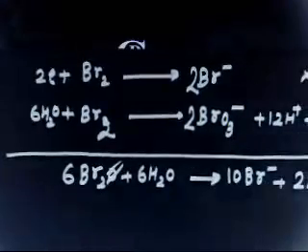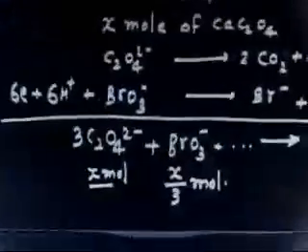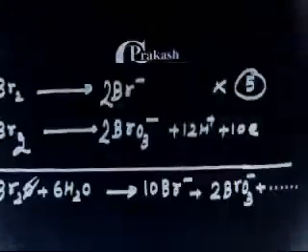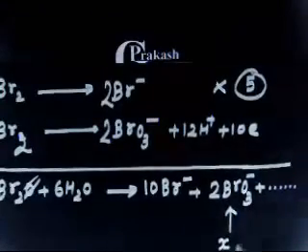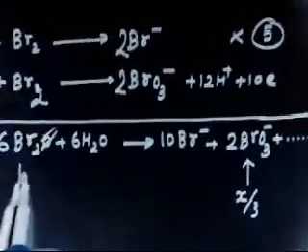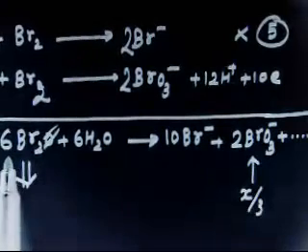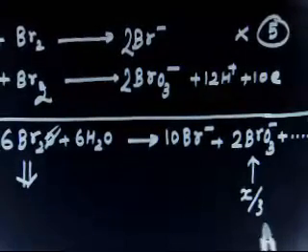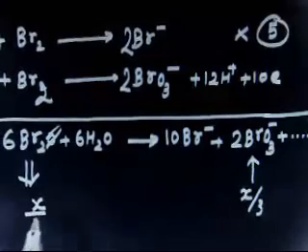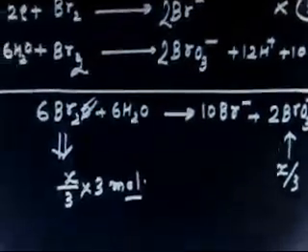Now I know the mole of BrO3 minus, we have calculated it, that is X by 3. So mole of BrO3 minus is given to you, X by 3. Now I want to find mole of Br2. So 2 moles react with 6 moles, so 1 mole will react with 3 moles. So X by 3 mole will react with X by 3 into 3 mole. Are you getting?